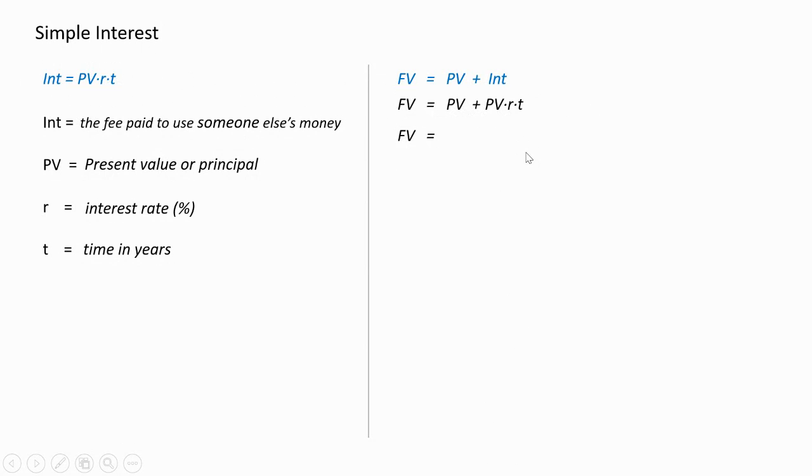So I'm going to factor it out. So what's left? 1 plus R times T, because PV times 1 is PV, which is a present value, and PV times RT is PVRT. So that's where this other formula comes in.